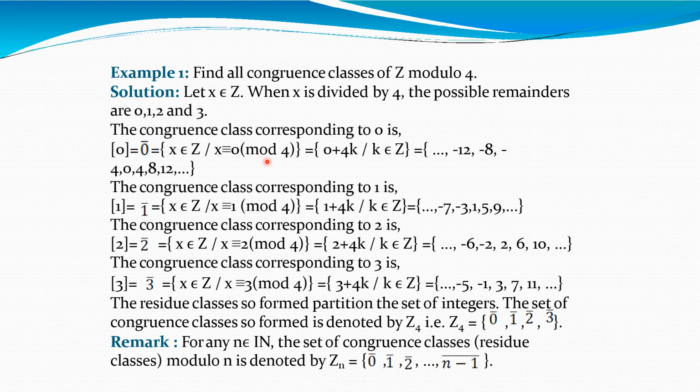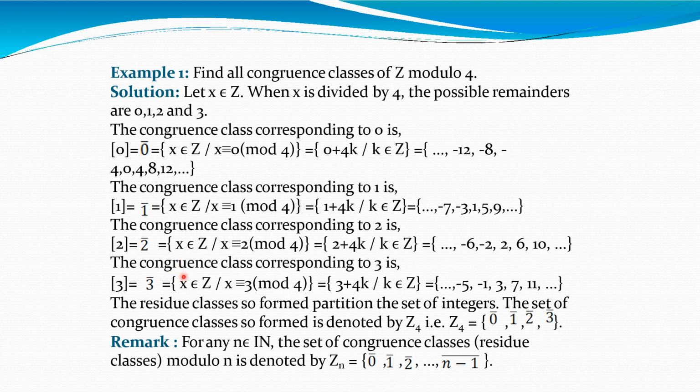So for k is 0, 1, 2, 3 and so on, the set contains 0, 4, 8, 12 and so on, minus 4, minus 8 and so on. So this is the congruence class corresponding to 0. Similarly, for congruence class corresponding to 1, it is x in Z such that x is congruent to 1 modulo 4, means 4 divides x minus 1. So x is 1 plus 4k. Again, by taking the different values of k as an integer, we get this as congruence class corresponding to 1. Similarly, we can find 2 and 3.